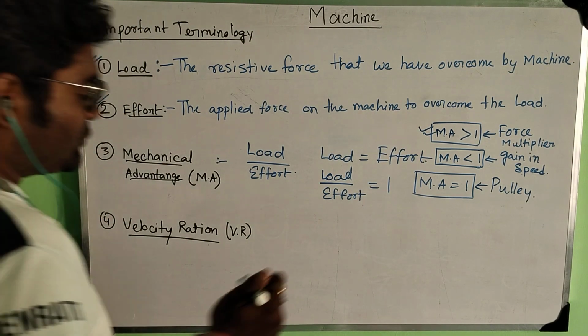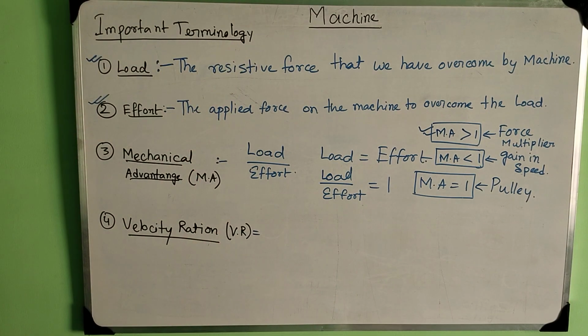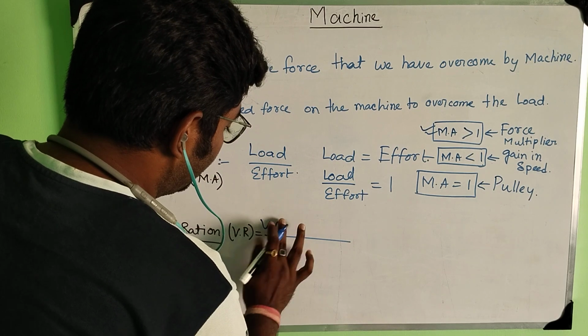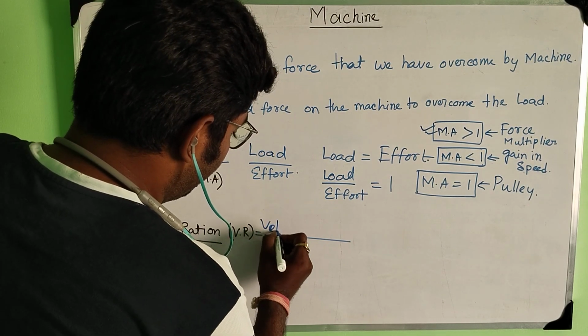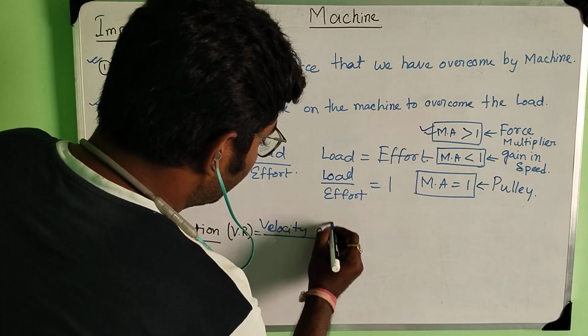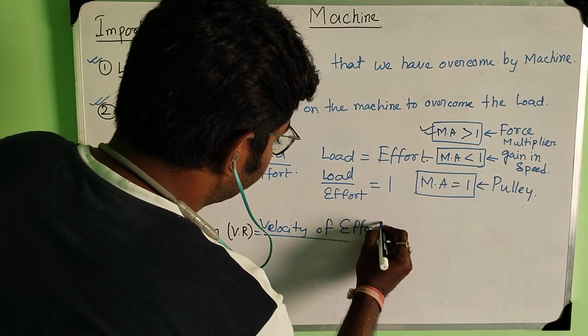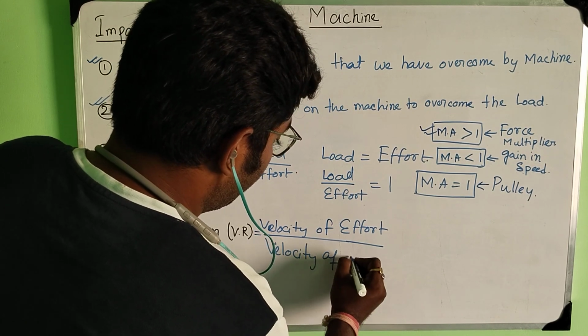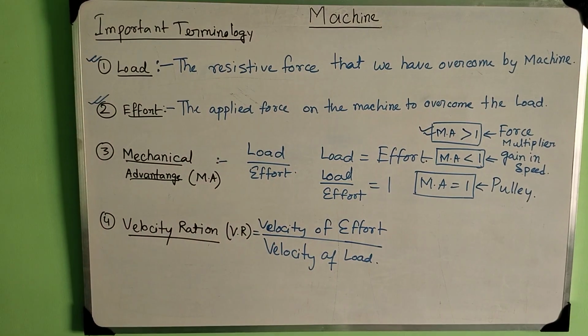Okay. Now we will do velocity ratio. What is velocity ratio? The velocity ratio is again a ratio: the velocity of effort by the velocity of load. It is actually the velocity of the effort by the velocity of the load.